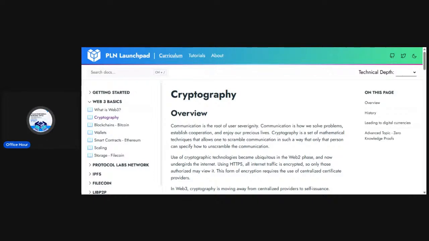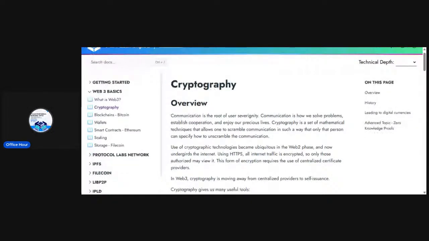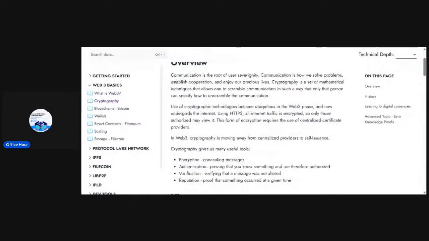The use of cryptographic technologies became ubiquitous in the Web2 space, and now on the internet using HTTPS, all internet traffic is encrypted, so only those authorized may view it. This form of encryption requires the use of centralized certificate providers. In Web3, cryptography is moving away from that, towards self-issuance.